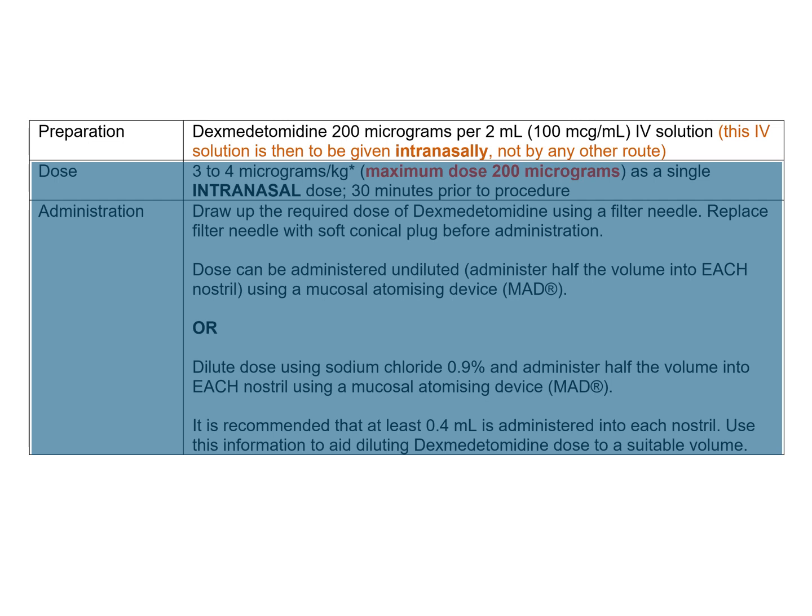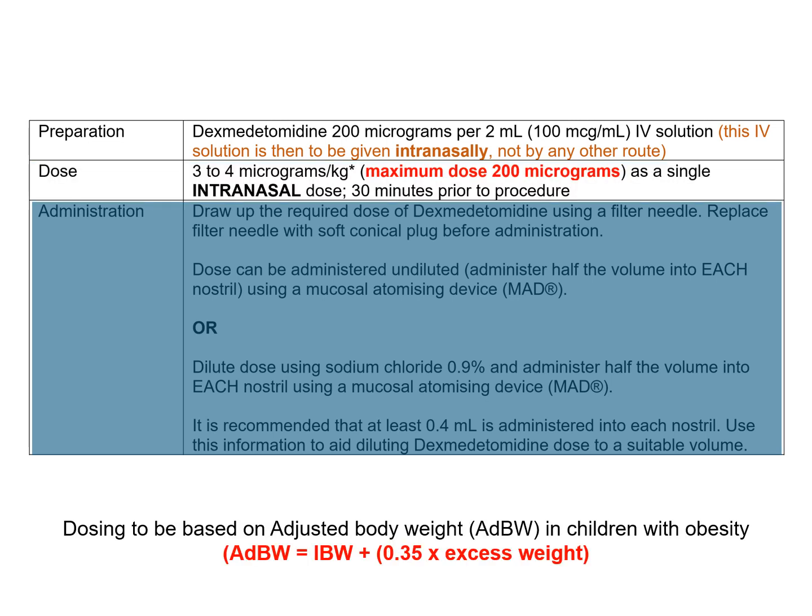Dexmedetomidine comes in a standard preparation of 100 micrograms per ml. It should only be given intranasally for paediatric sedation and not via any other route of delivery. The standard dose is 3 to 4 micrograms per kilogram, up to a maximum of 200 micrograms. This should be given as a single dose 30 minutes prior to the imaging procedure. In children with obesity, the dose should be calculated according to adjusted body weight using the formula here.